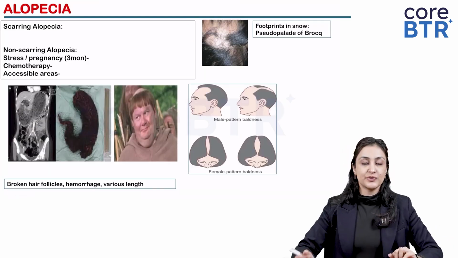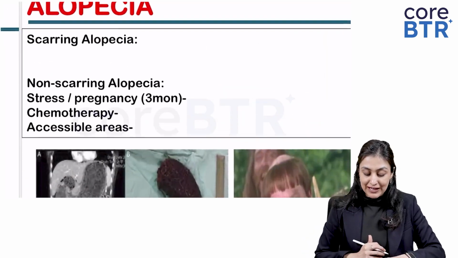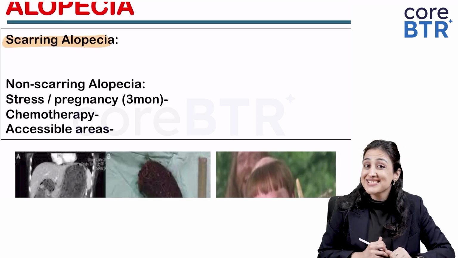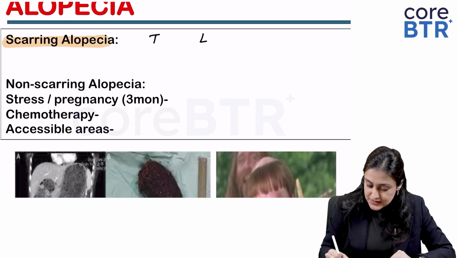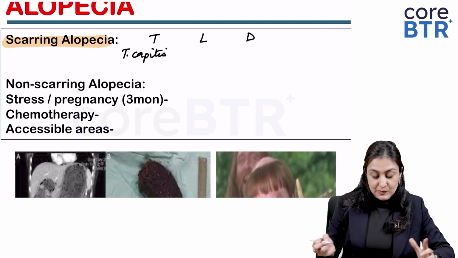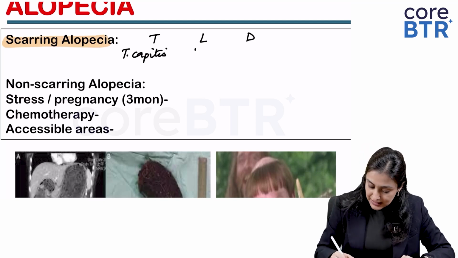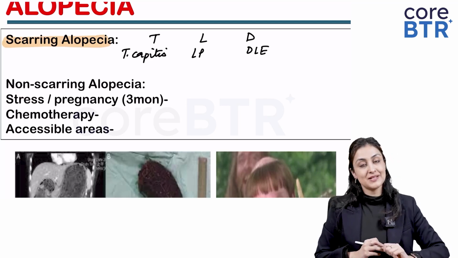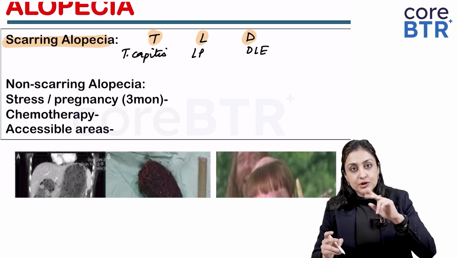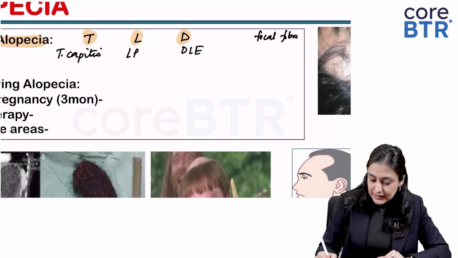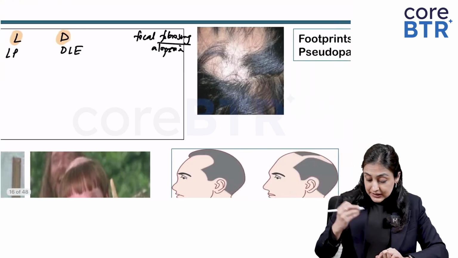Now we go into alopecia, super important. When we talk about alopecia, if you know the causes of scarring, everything else is non-scarring. So just remember scarring alopecia. Our mnemonic here is TLD. T for tinea capitis. Tinea capitis, because it's inflammation, leaves behind scars. Lichen planus, I told you, leaves behind scars. DLE, discoid lupus erythematosus. Apart from these, there are 2 other causes. One of them is FFA, frontal fibrosing alopecia.